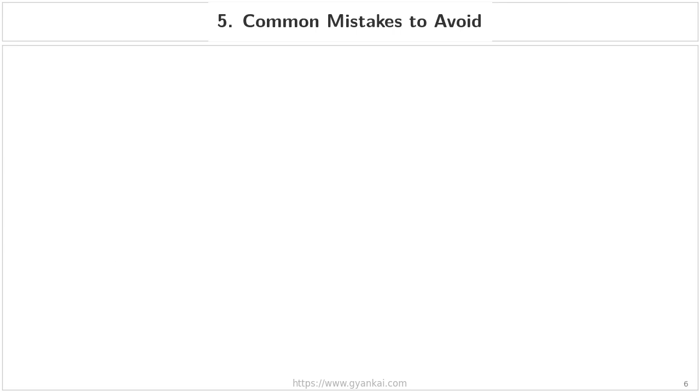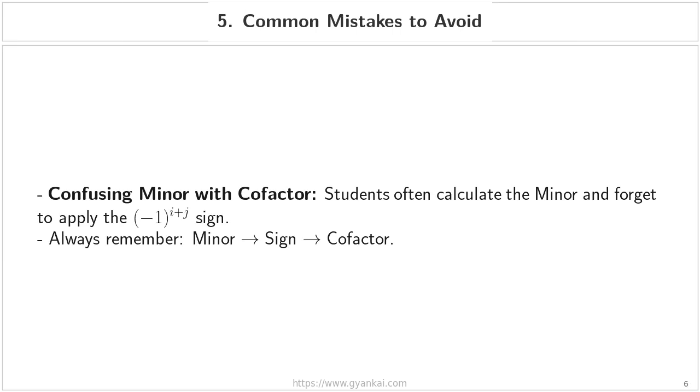5. Common mistakes to avoid. First, a very common mistake is confusing the minor with the cofactor. It is quite easy to do all the hard work of calculating the determinant of the smaller matrix, the minor, and then simply forget to apply that sign factor we discussed earlier.